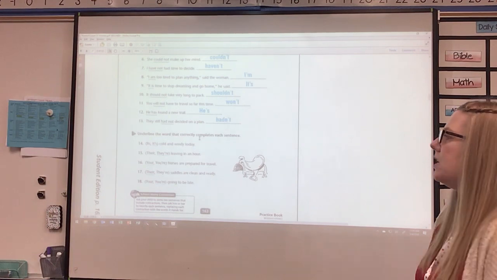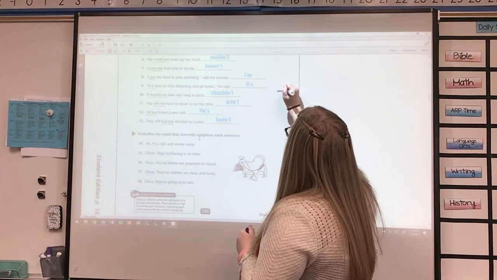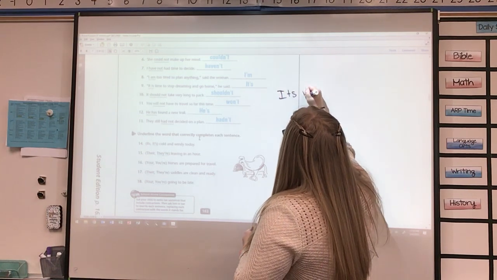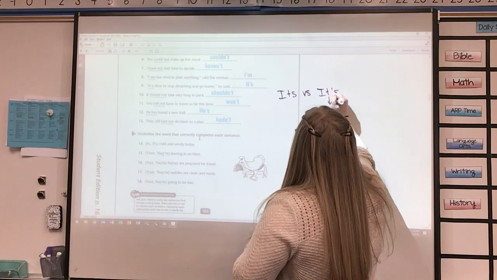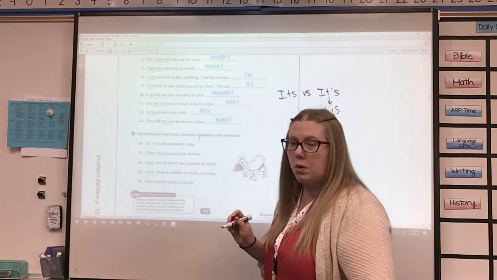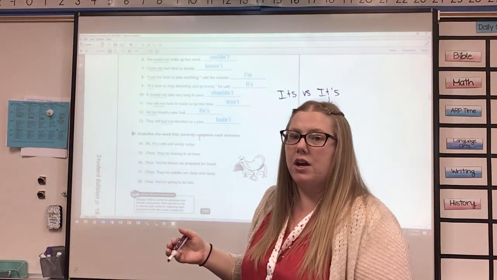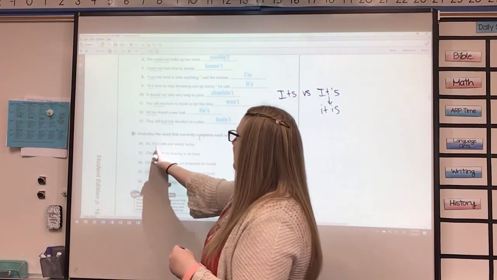Okay, so this is: which word do I use? Do I use its or it's? This is it is, so it's. It's cold and windy today. Does that sound right? Or would I say it is cold and windy today? Yes. So I would say it's.